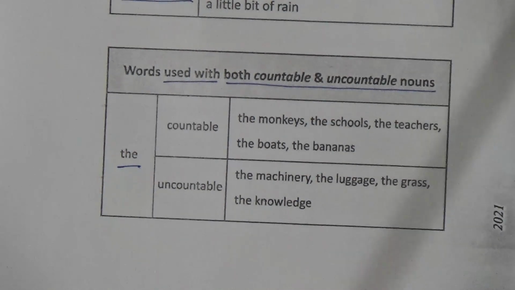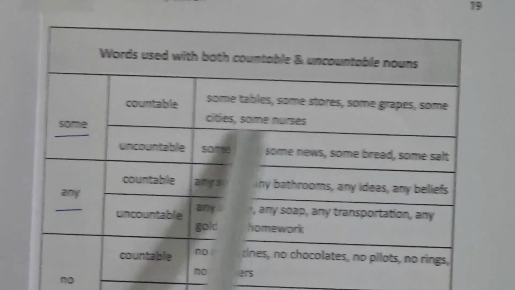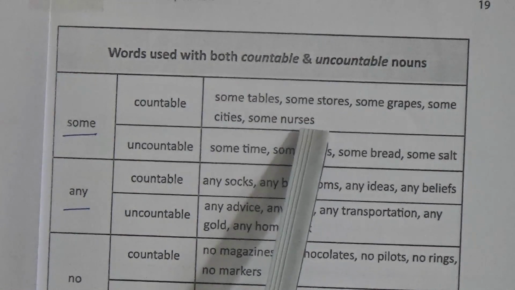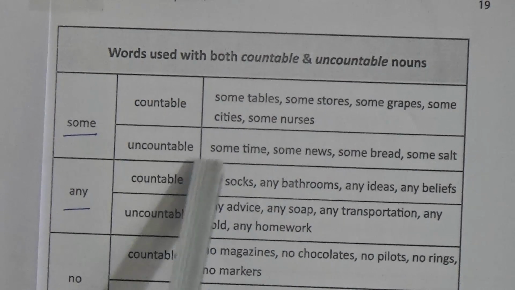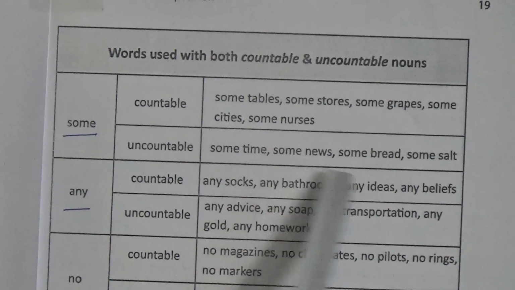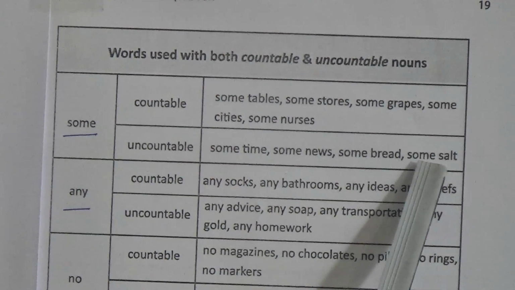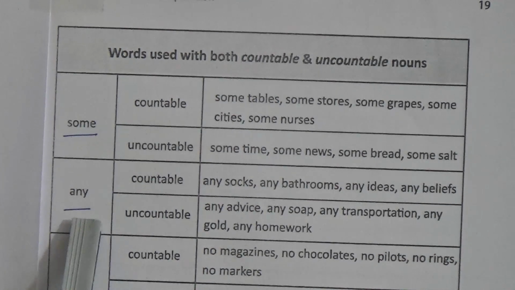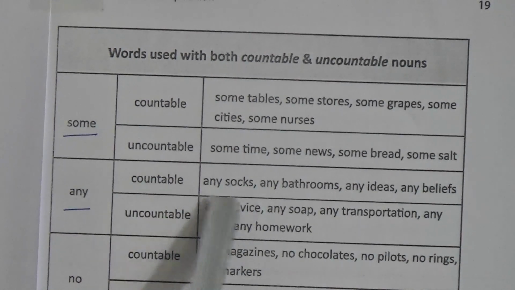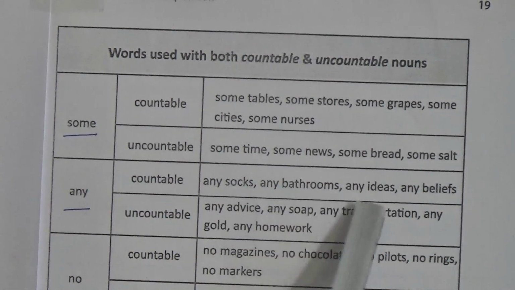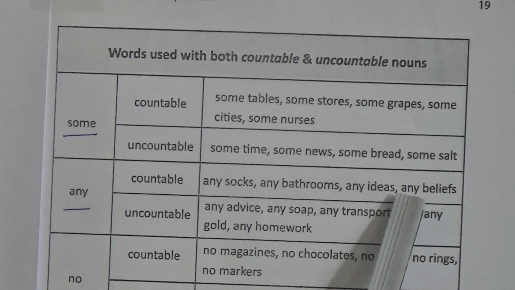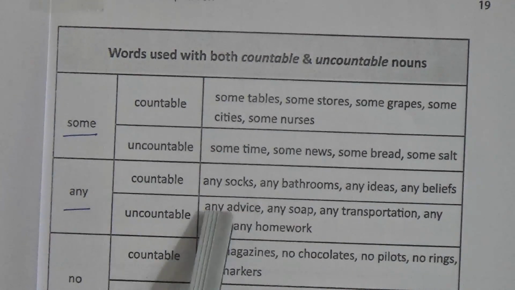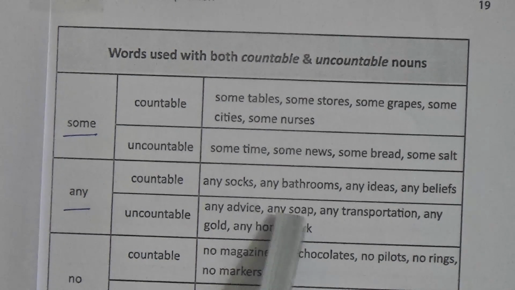Some. Countable: some tables, some stores, some grapes, some cities, some nurses. Uncountable: some time, some news, some bread, some salt. Any. Countable: any socks, any bathrooms, any ideas, any beliefs. Uncountable: any advice, any soap, any transportation, any gold, any homework.